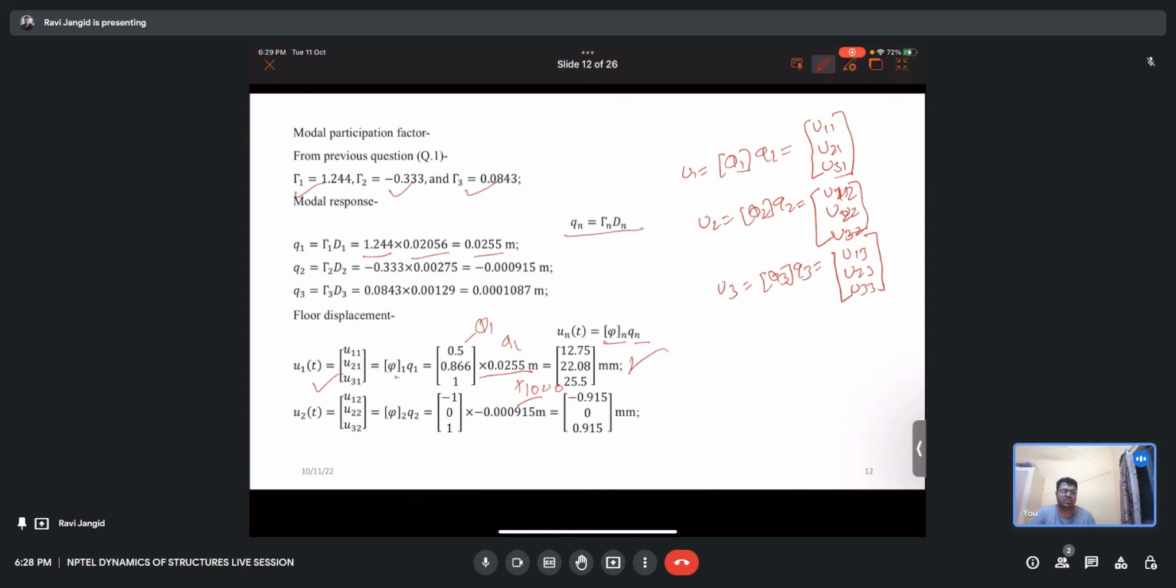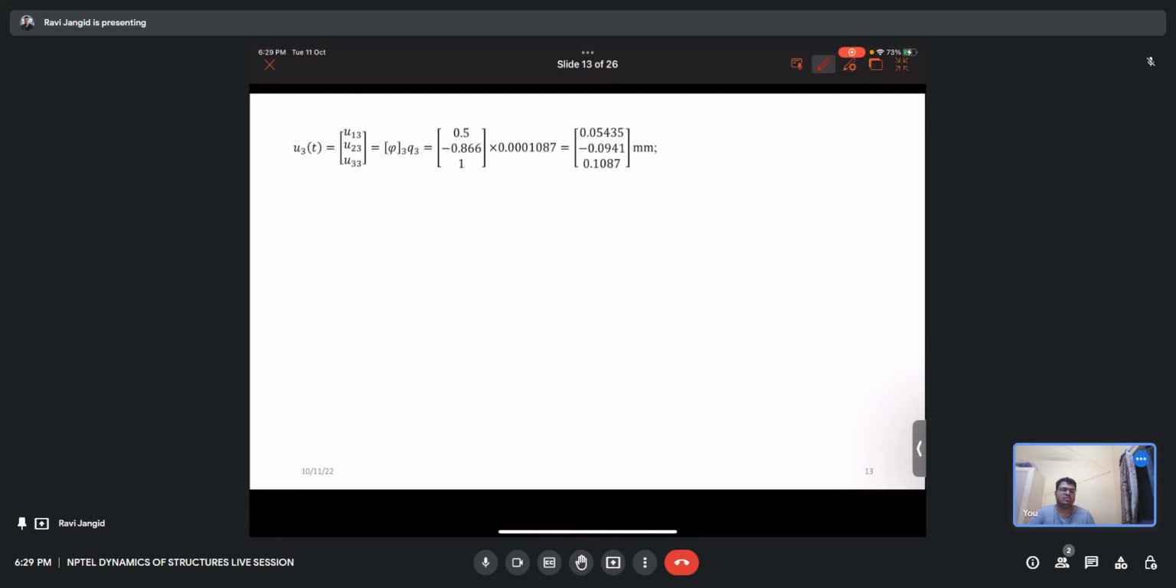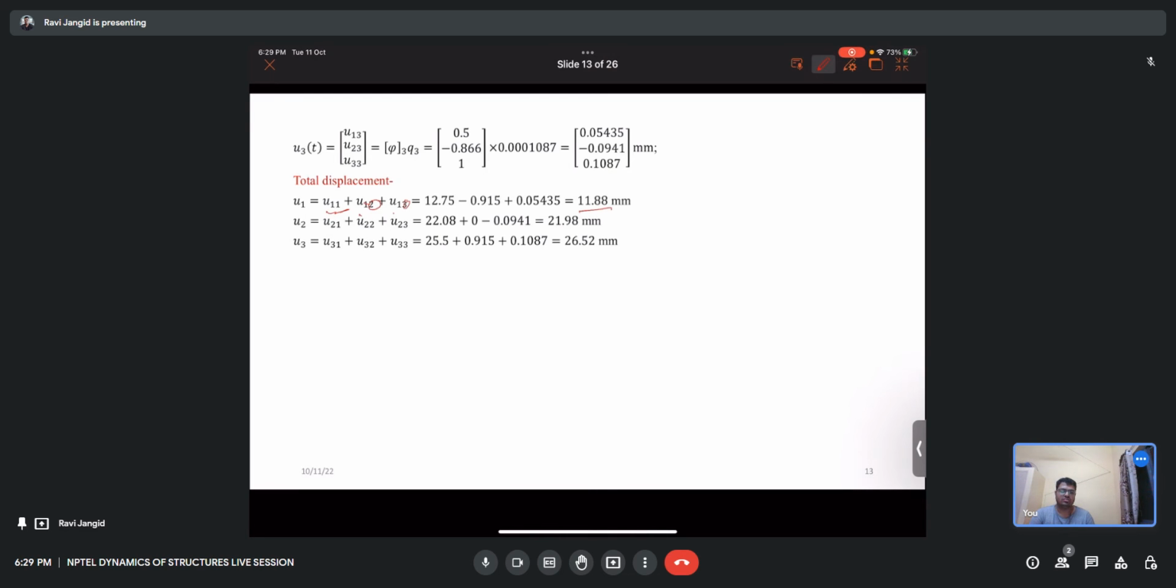Same for u2, that is phi 2 times q2. If you multiply this you will get minus 0.915, 0.915. Same you can get for u3. Okay, so you get the displacement of the degrees of freedom corresponding to each mode. Now the total displacement for the first story, that would be u11, u12, u13, corresponding to all three modes for the first story. Okay, that is coming out to be 11.88, and similarly for the second story and the third story.